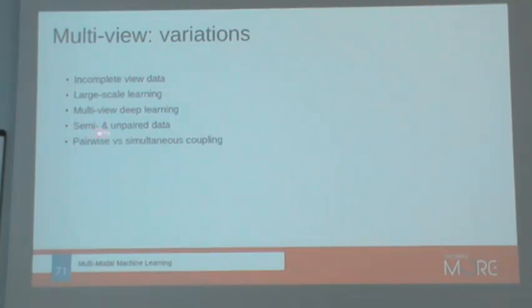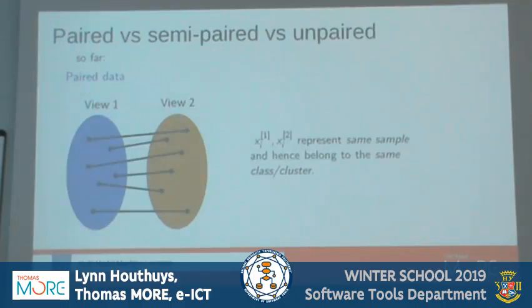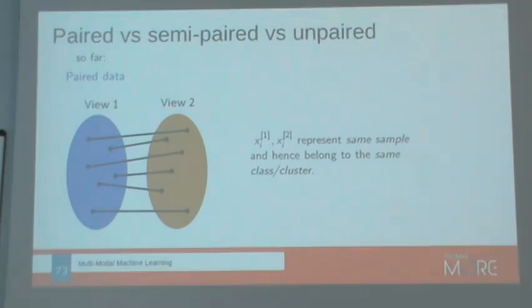Then you have semi-paired and unpaired data, and pairwise versus simultaneous coupling. And I will basically explain those two a little bit. So, paired versus unpaired. I will start with paired data.